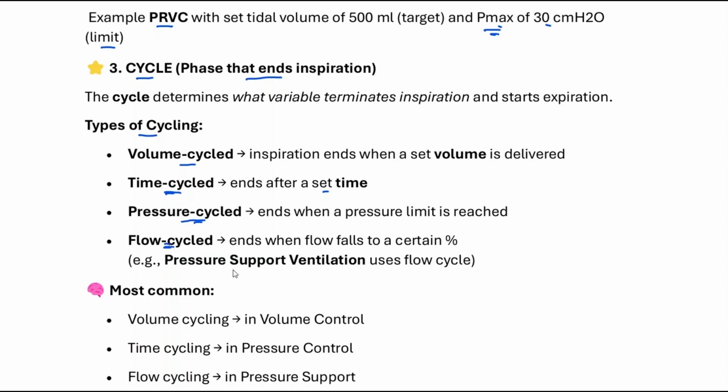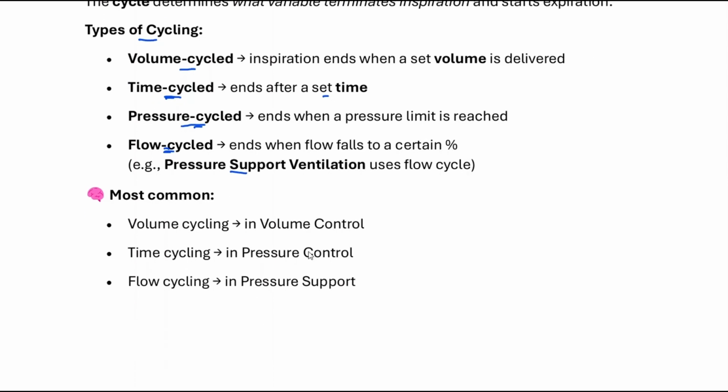And this flow cycle is what we classically use in pressure support ventilation. So pressure support ventilation, which we're going to talk about later, uses flow cycle. So when we look at the most common: volume control uses volume cycling, pressure control uses time cycling, and pressure support, like we mentioned earlier, uses flow cycling, right?